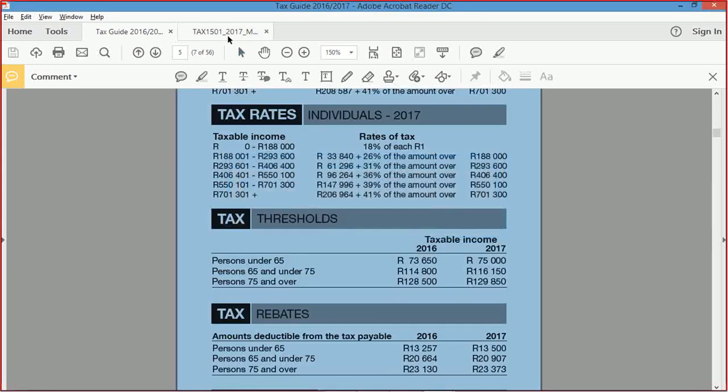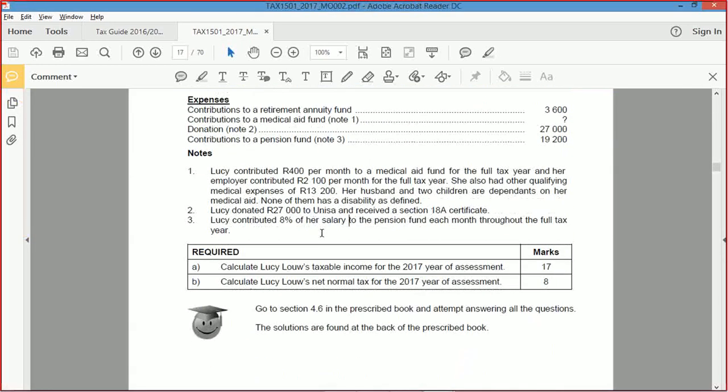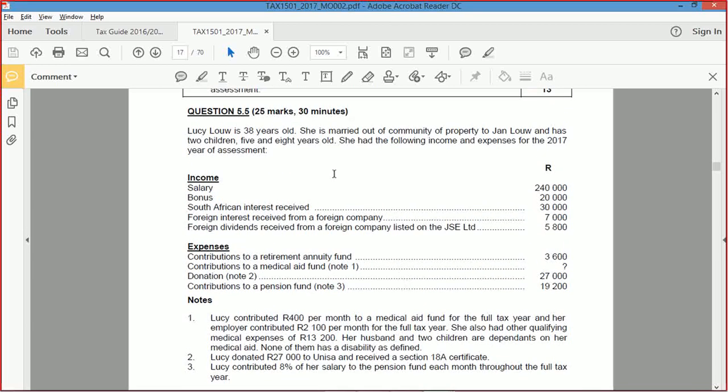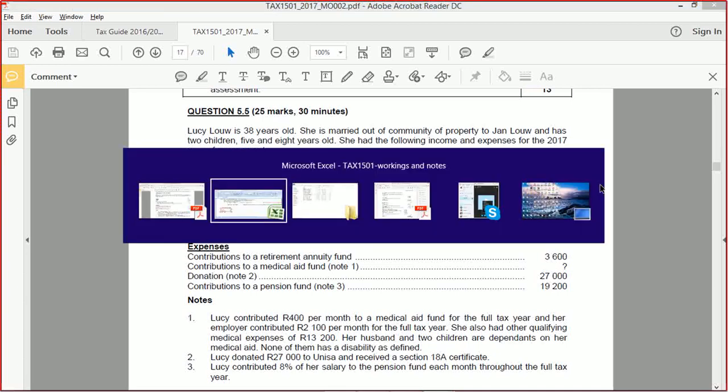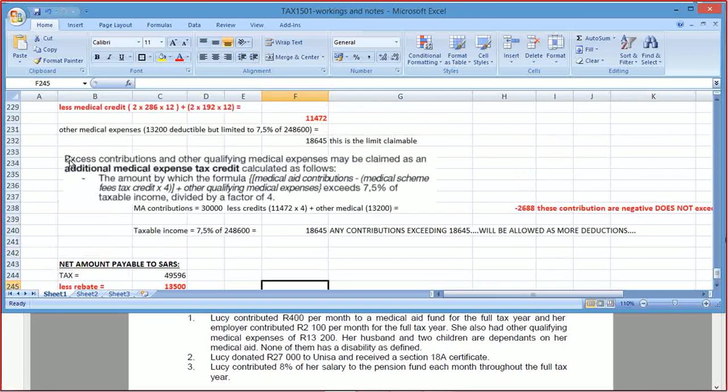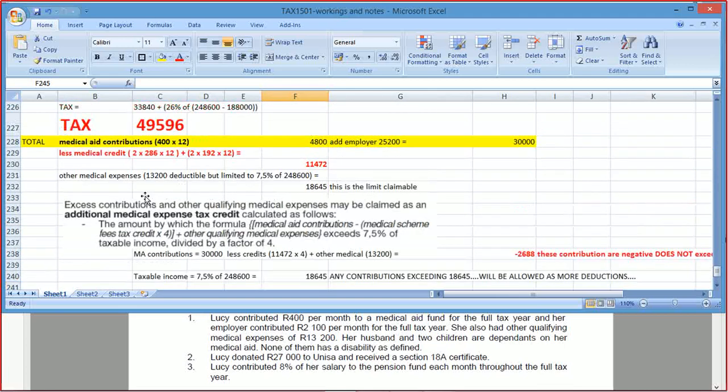Right, so we just have to look at each of them separately. Remember, right at the end it's just to summarize how much she actually pays. Does that complete that question? Let's check. What did they want here? Calculate Lucy's taxable income, which we did. Calculate the normal tax, which we did. So that does complete that question.